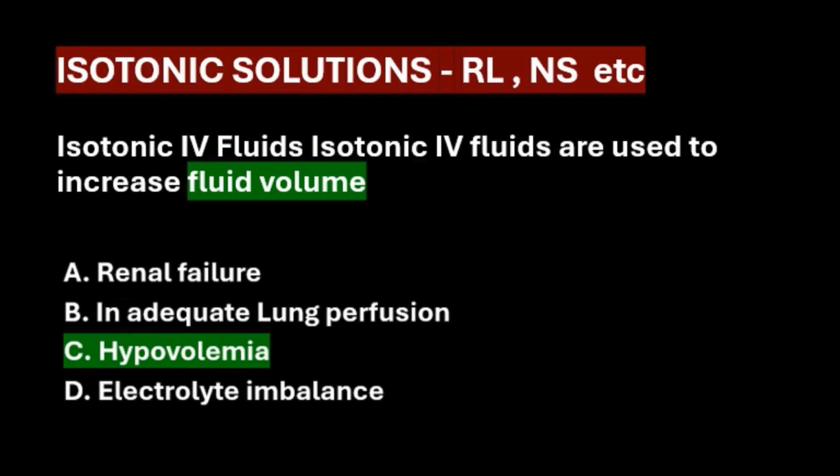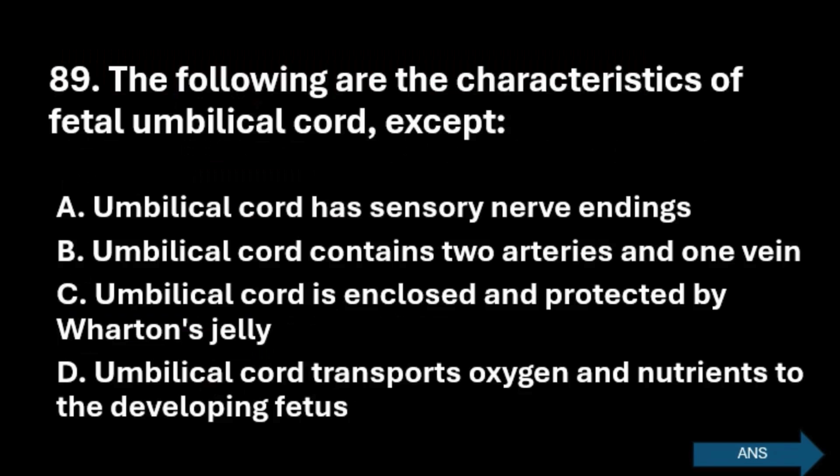Isotonic solutions like RLNS are given to increase the fluid volume. So that is the hypovolemia correction. That is the right answer. Renal failure will not be solved by giving solutions. Inadequate lung perfusion cannot be solved by fluids. Electrolyte imbalance can only be solved by replacing with electrolyte solutions like sodium or potassium, etc.